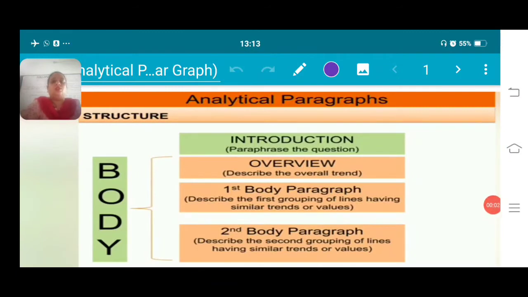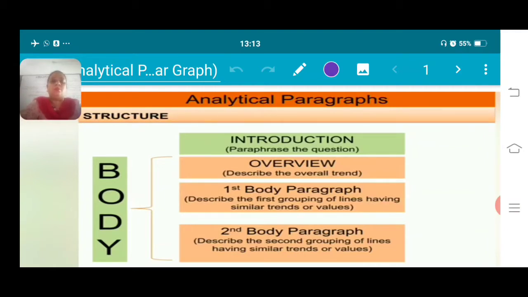Hello students, today in this video we are going to do analytical paragraph, and the second aspect of this analytical paragraph is bar graph. In our previous videos we have done the introduction of analytical paragraph and line graph. So let's have a look once again on the structure of the analytical paragraph.